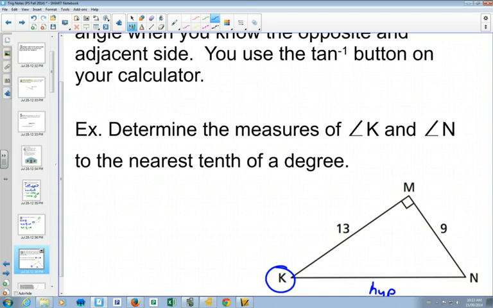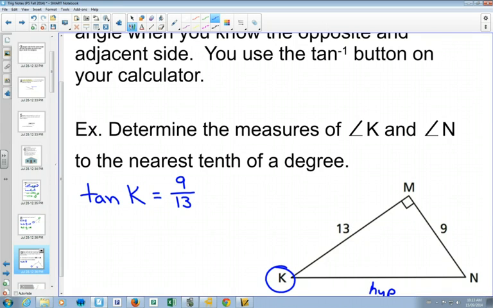And what we would do for writing this out is we would say, since I know the opposite side and I know the adjacent side, I can write out that tan of angle K, opposite side is 9, adjacent side is 13. So from our guessing and checking, that's less than 1. We would say already, I think it's going to be less than 45.